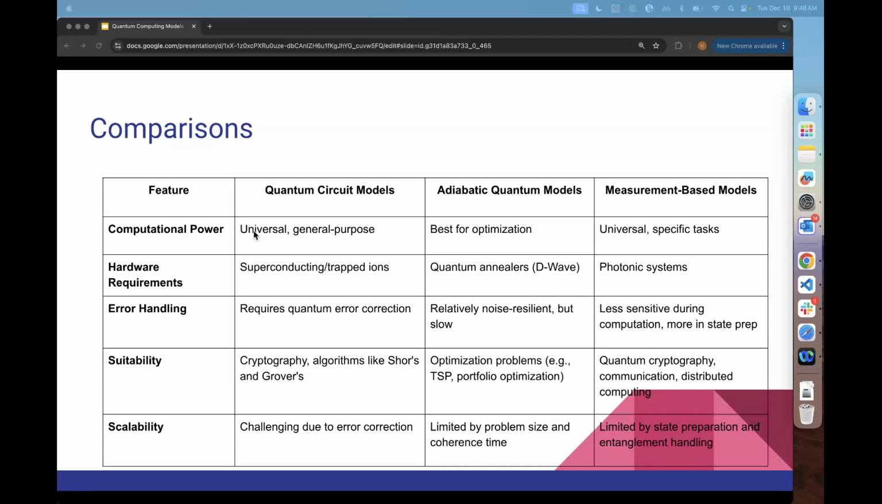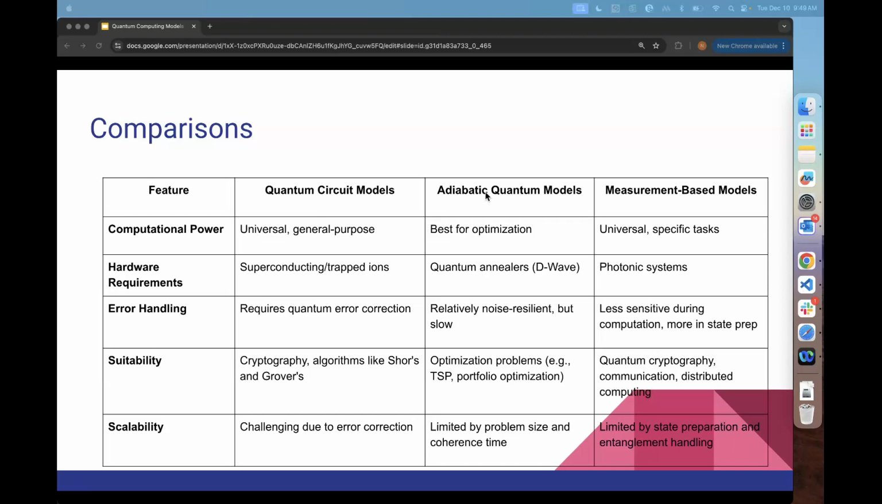And these models are suitable when you work with Shor's algorithm or Grover's algorithm, or in cryptography in general. So the huge challenge for the quantum circuit model is error correction.